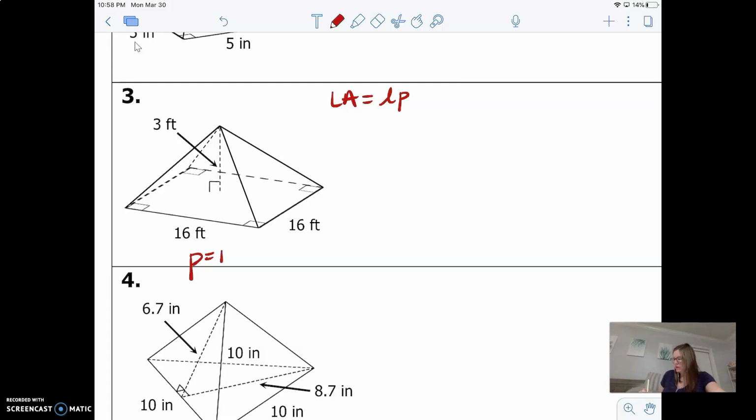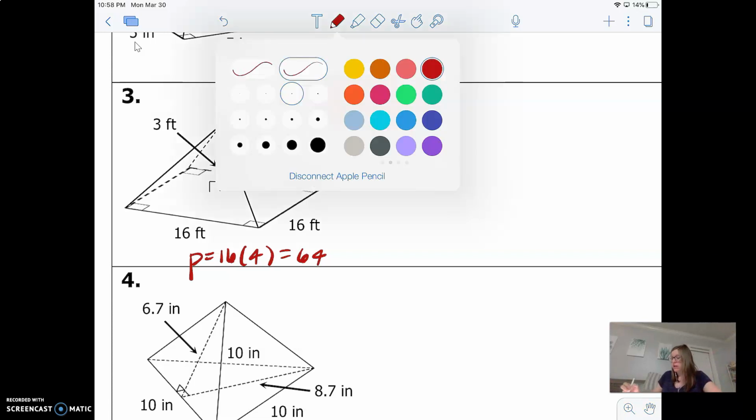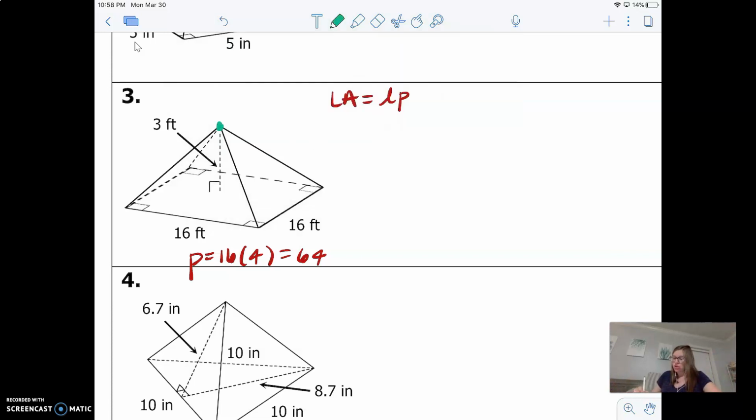So, we're going to have 16 times 4. That's 64. Okay. Now pay attention. The problem here is your L, the slant height. So again, you're Indiana Jones. You're on your vertex, on the pyramid. You're sliding down the side because you're slant heighting it. That is my slant height L.